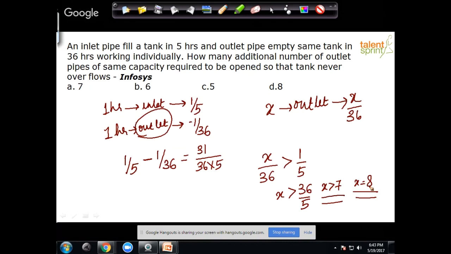But in the question, we are already given one pipe, and they are clearly asking how many additional outlet pipes are required. So you already have one outlet pipe, and totally you need 8 outlet pipes. So 7 additional pipes are required. Is it clear now? Is the explanation clear?